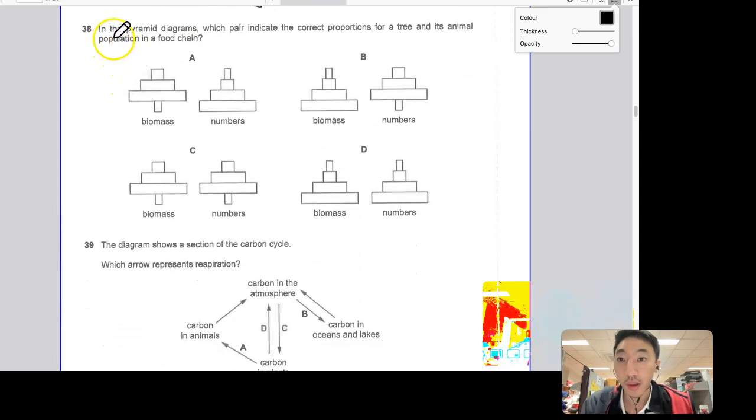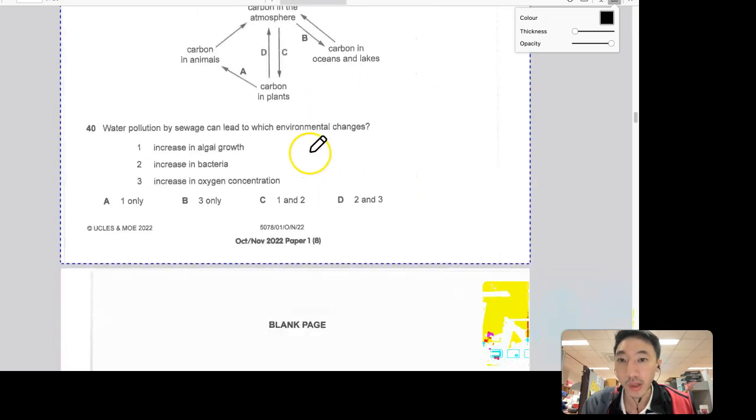Question 38. In the pyramid diagram, which pair indicates the correct proportion for a tree and the animal population in the food chain? Okay, so biomass must always follow the typical pyramid shape. So this is wrong already. This is also going to be wrong. That's why it's B and C. So biomass, both correct shape. Numbers, very few trees. So the trees are very few. And this one doesn't matter because trees are much fewer compared to the insects that live on the tree. So the answer is B.